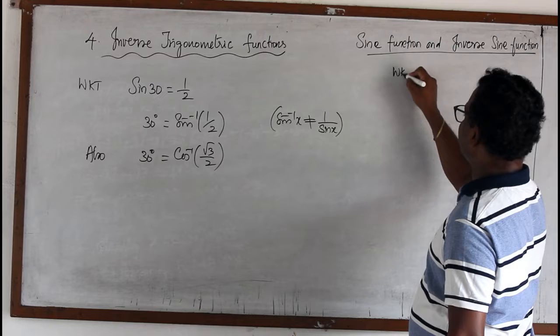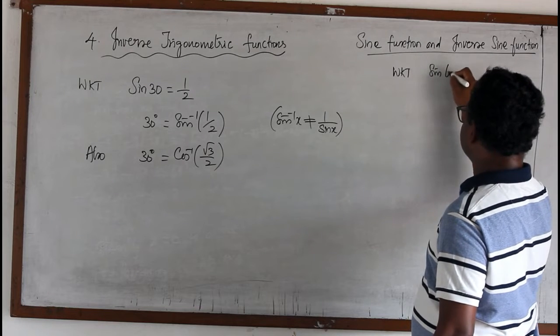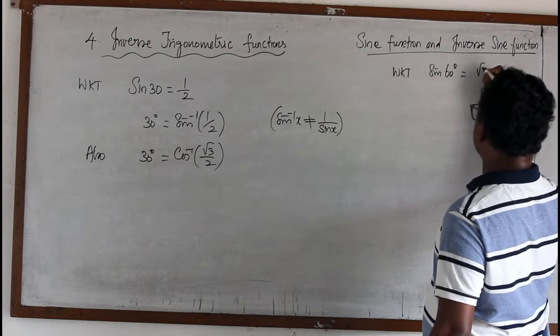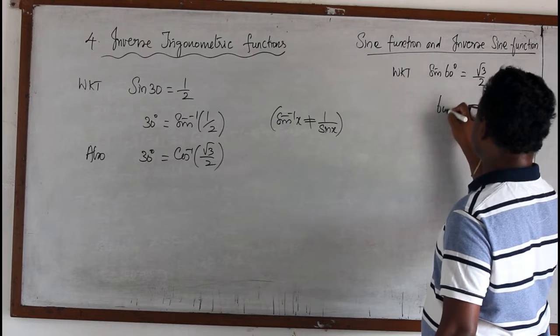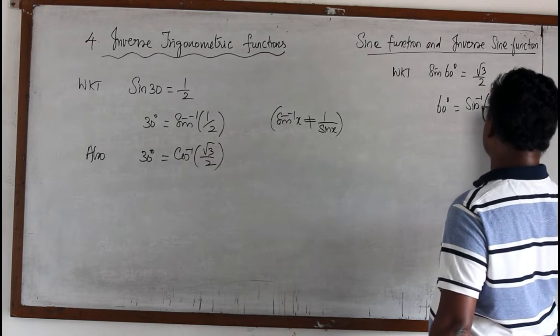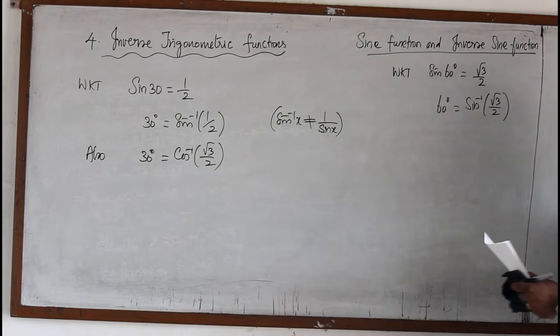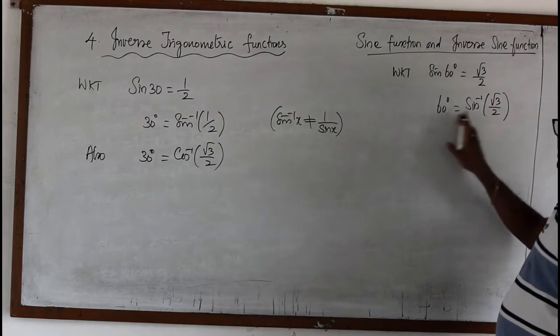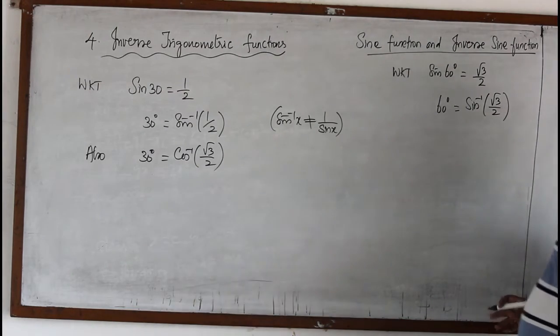We know that sine 60 degree is root 3 by 2. Therefore, 60 degree is sine inverse of root 3 by 2. So this 60 degree is given in terms of sine inverse.